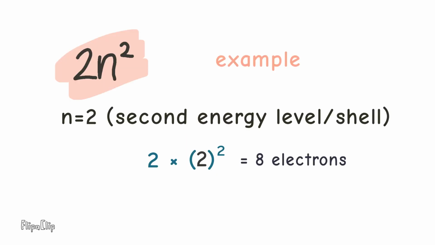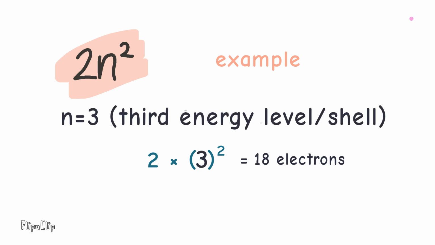Here's an example so you can understand this better. For the second shell, n equals 2, and putting that in the equation gives us 8. Similarly, for the third shell, putting n equals 3 gives me the answer as 18. That means that the third shell can hold up to 18 electrons. Now take a moment to calculate how many electrons the fourth shell can have. If you answered 32, you're correct.